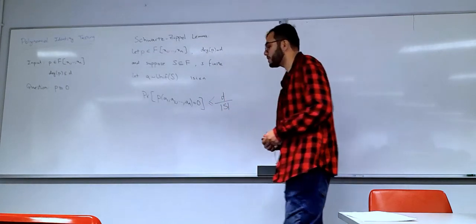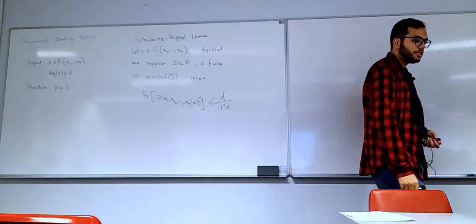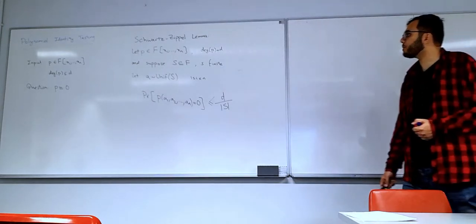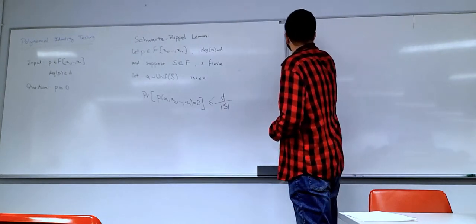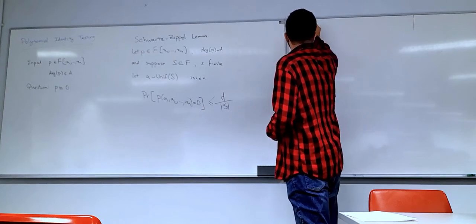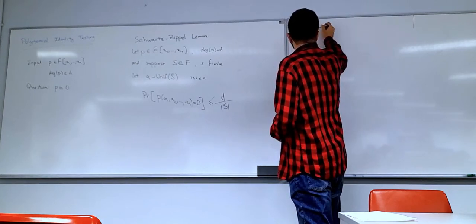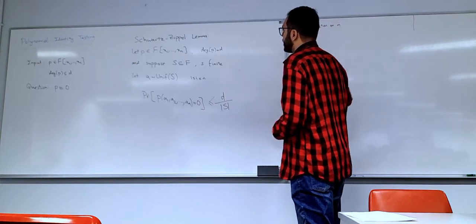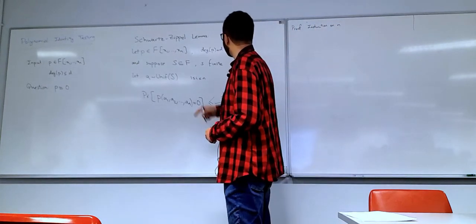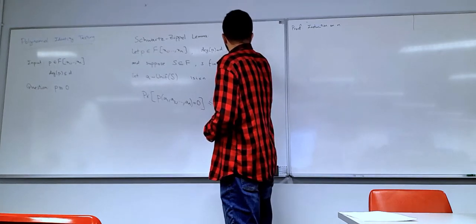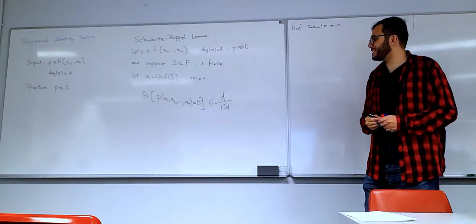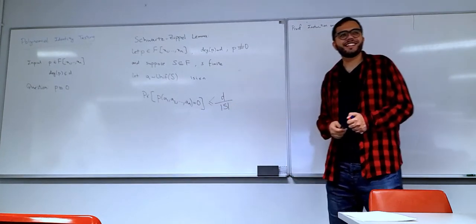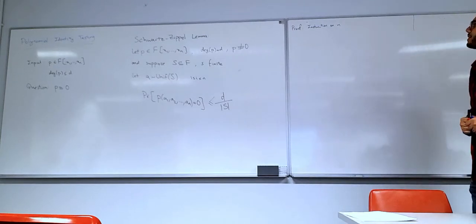How do we prove this? We can prove this by a simple induction on the number of variables n. Okay, so here's the proof. Oh, yeah, sorry. And the other thing here is that I'm assuming that my polynomial p is not 0. Right, because if my polynomial is 0, then this probability is just 1. Okay, so let's just do an induction on n.